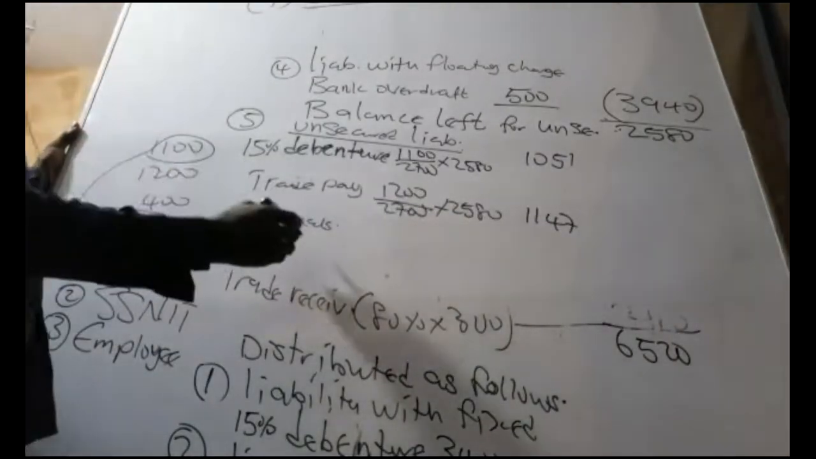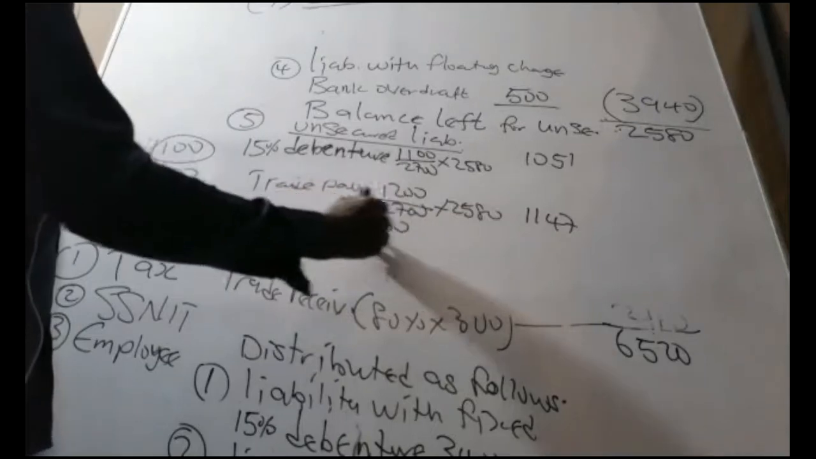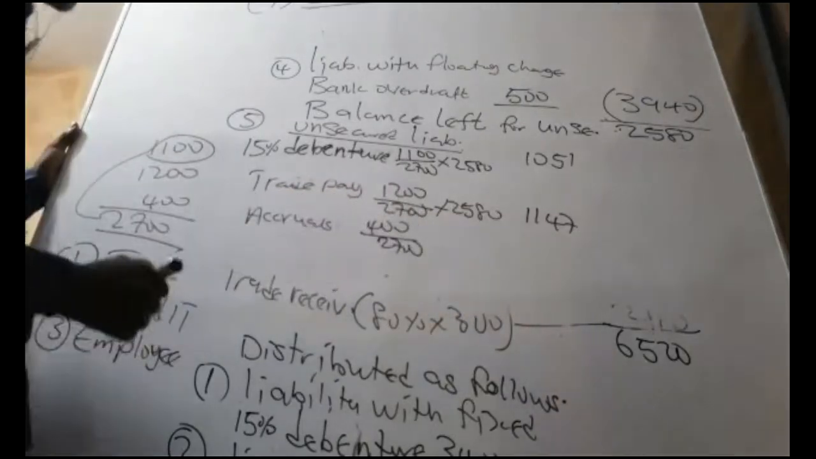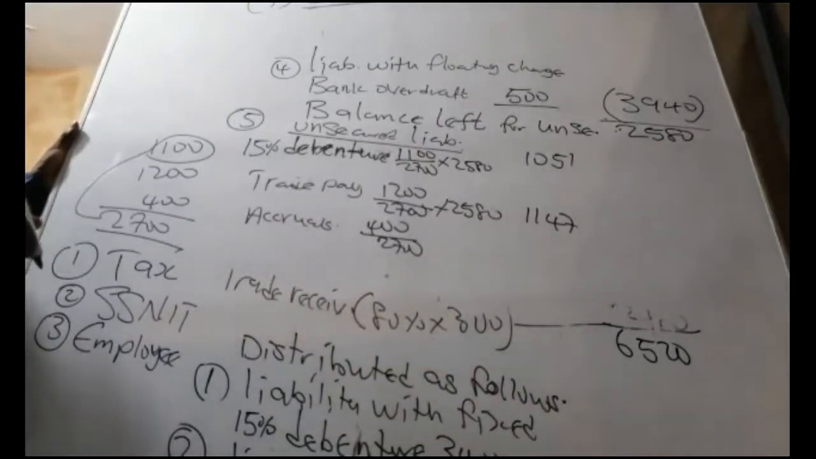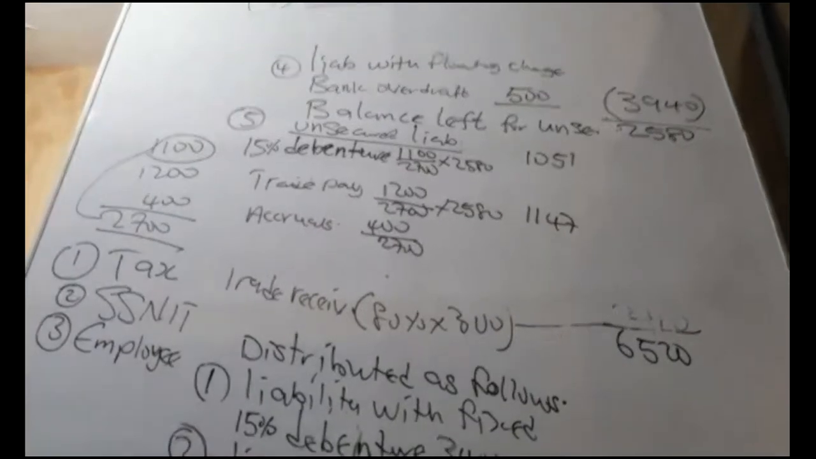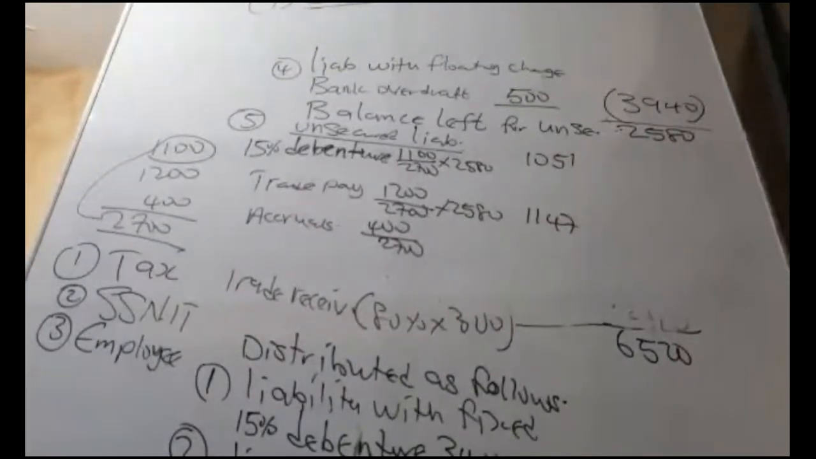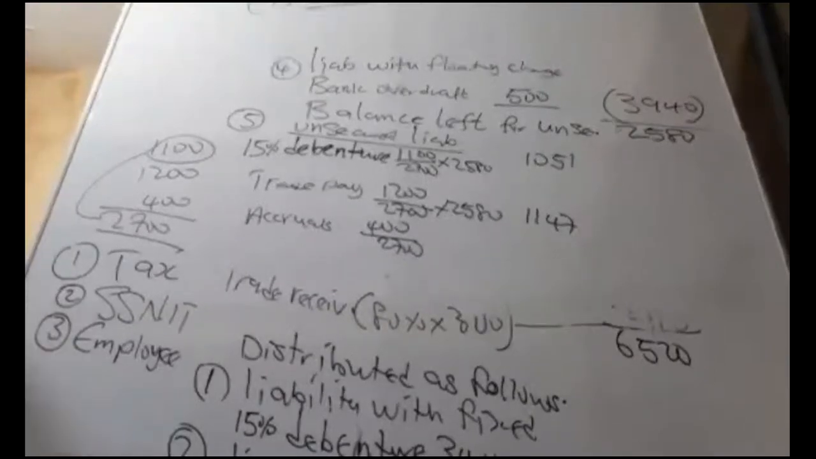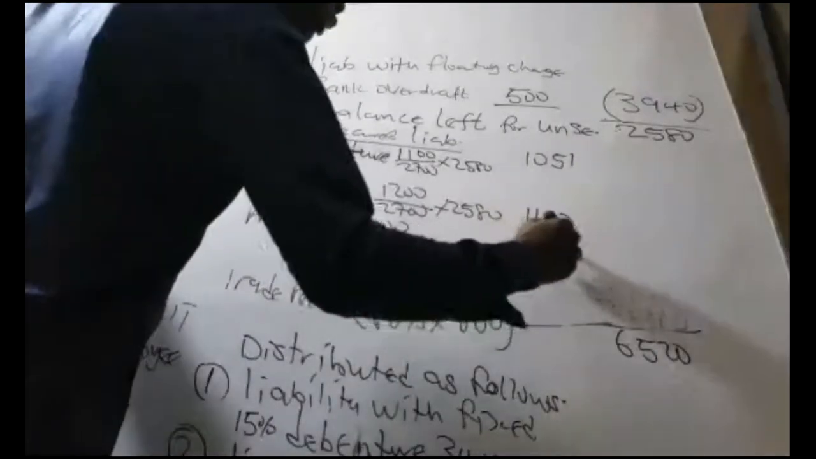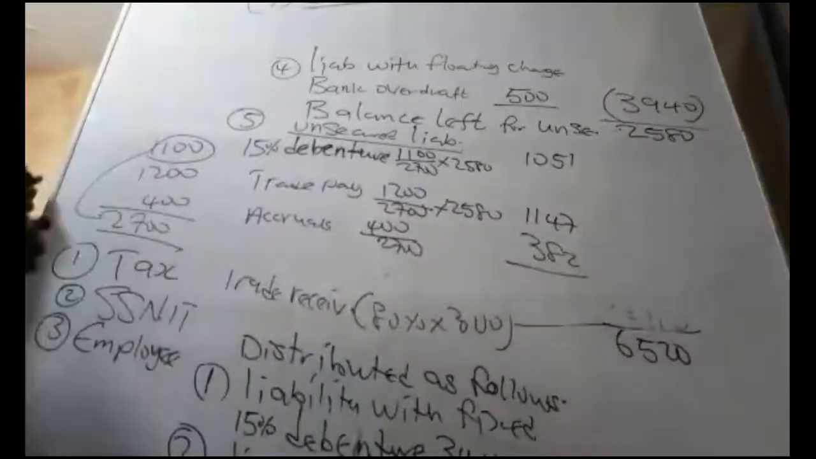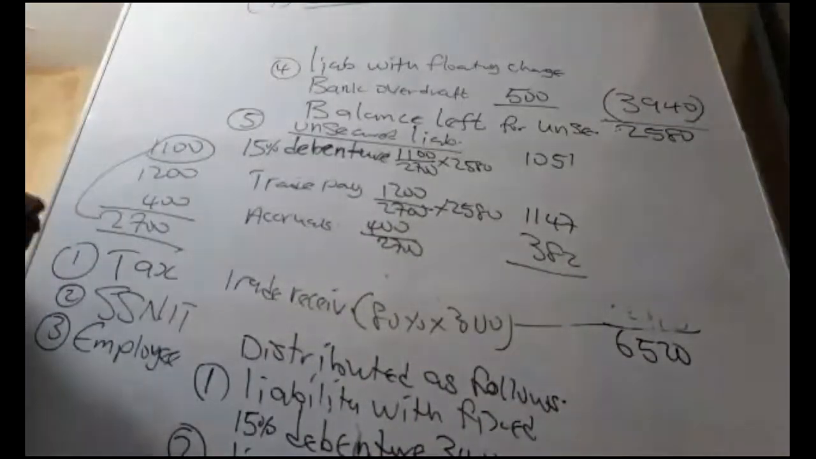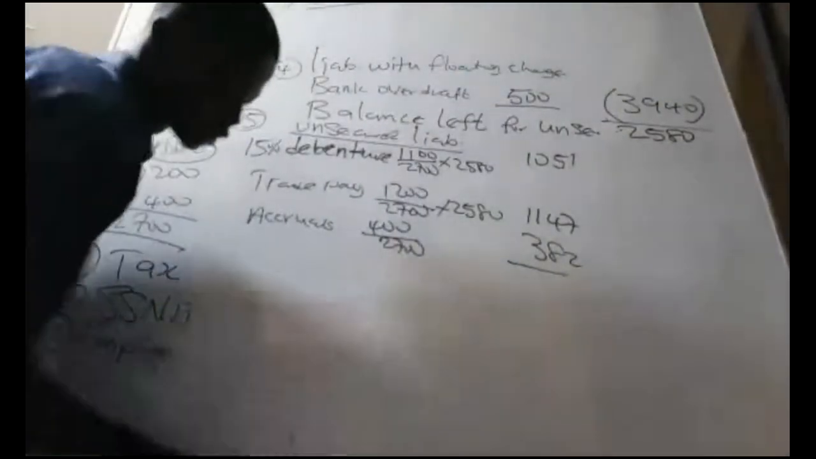Now let's do accruals. It will be what? 400 all divided by 2,700. What do you get? Accruals will be 382. Perfect. So you are going to give them 382. Can we sum all of them together? What do you get? So now that we have this, I can clean this section from there to avoid confusion. This section is gone.